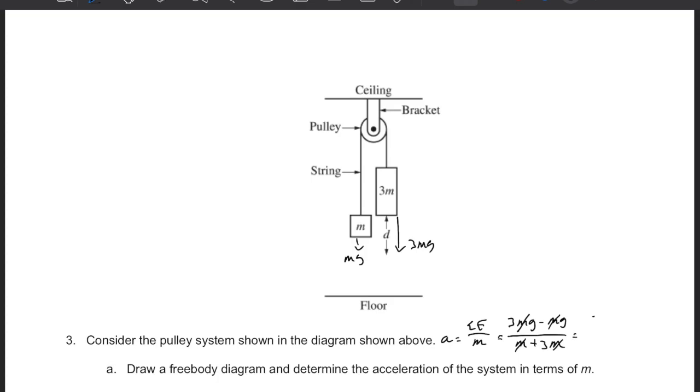We've got essentially 3g minus g, which is 2g, and then we would have 1 plus 3. I know you canceled out the m, but it was a 1m, so you'd have 2g over 4, which essentially is 1/2 g, or g over 2.